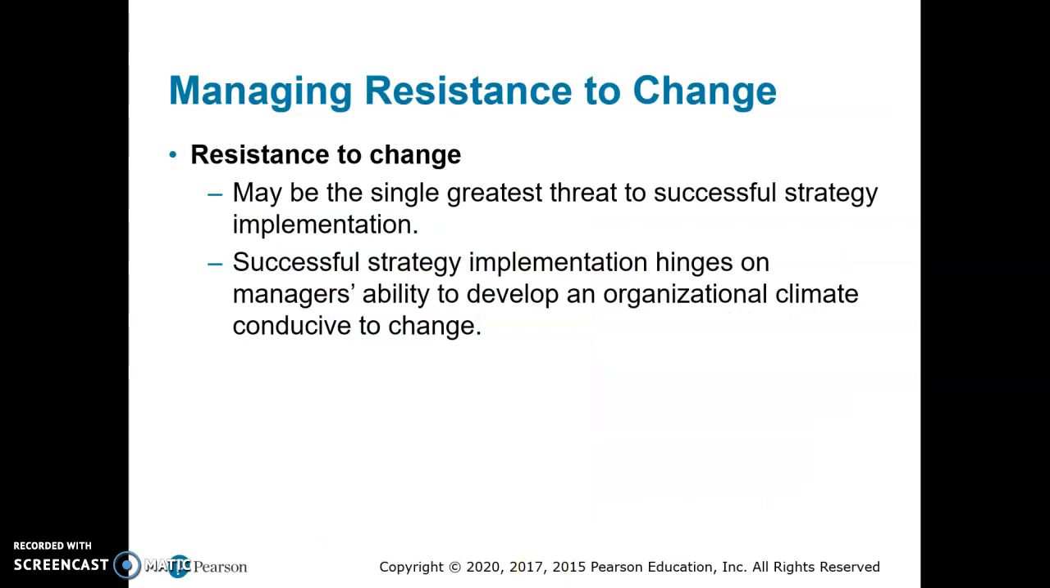However, when you do any type of restructuring or re-engineering, this is change, and as humans, we don't really like change. We have to be able to manage this change, and you might get resistance to change. That could be a real big threat to a successful strategy implementation. And so you have to be able to manage that change and the resistance to change.